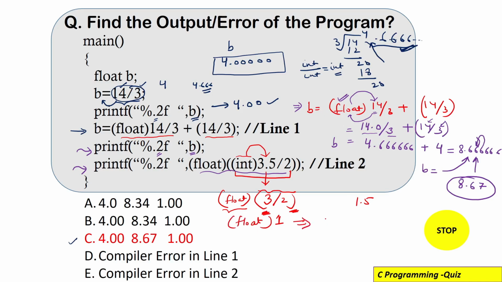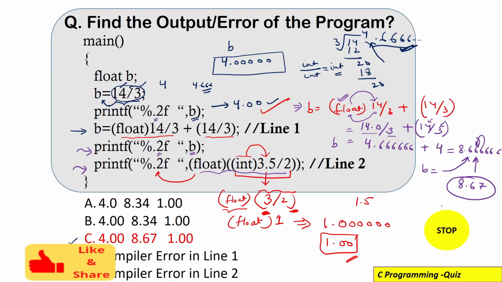So this will give us 1.000000. Okay, but we are printing this answer using %0.2f. So only 1.00 will come as output. So this is our third output. Okay, so our first output was 4.00, second is 8.67, and third is 1.00. So that's why our option C was correct.